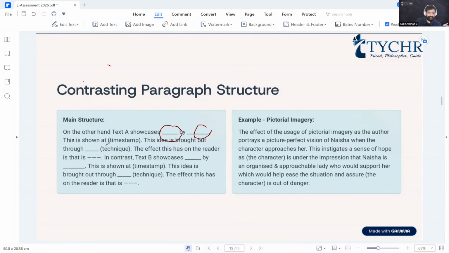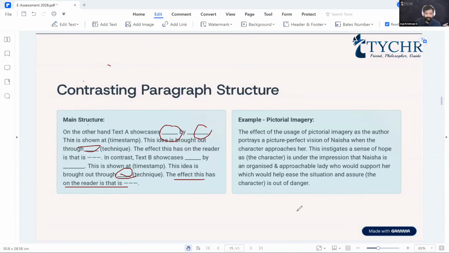So text A is depicting something using some technique. Text B is depicting something else using some other technique. You state both of them, then the effect on the reader is mentioned very explicitly, and then you bring in the analysis. How is that showcasing the whole idea? Link it back to the question asked.